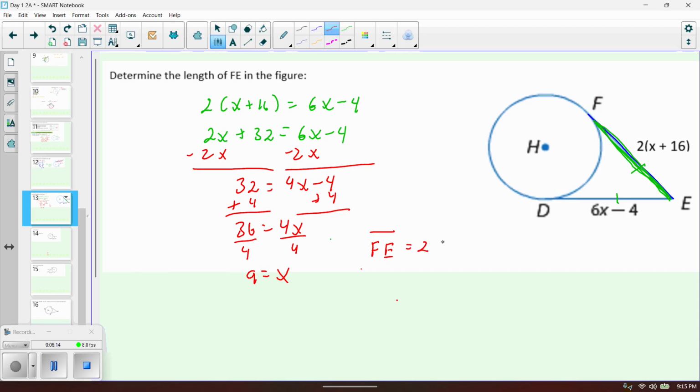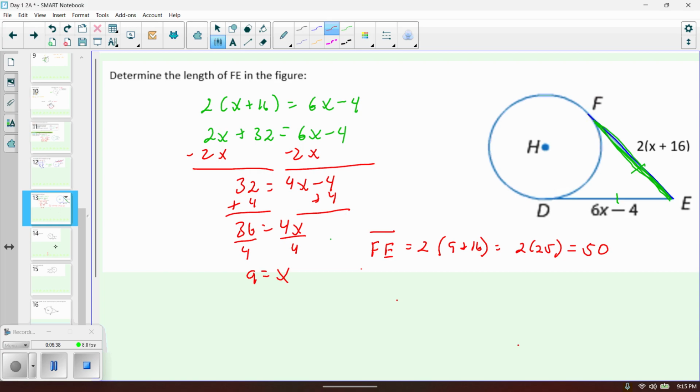So that'll be 2 times, plug in the 9, plus 16. Order of operations, 9 plus 16 inside the parentheses is 25, so that'll be 2 times 25, which is 50. And again, had you plugged the 9 into the bottom one, it still works out to be 50.